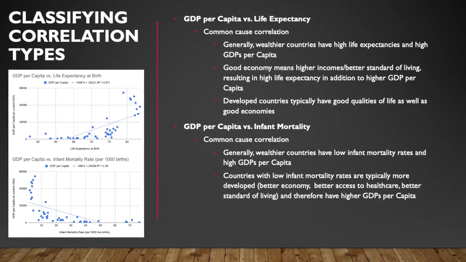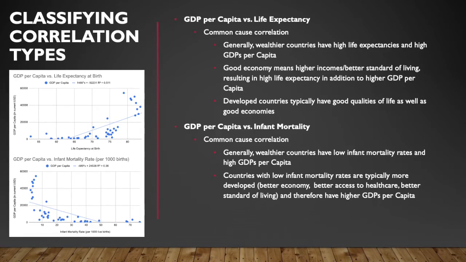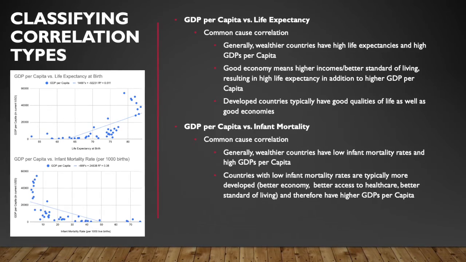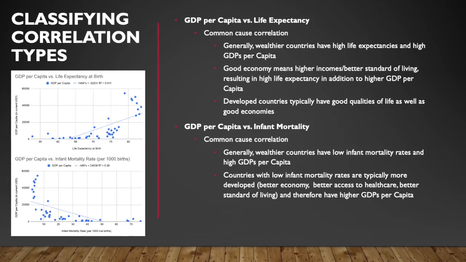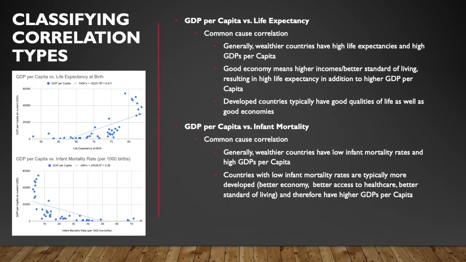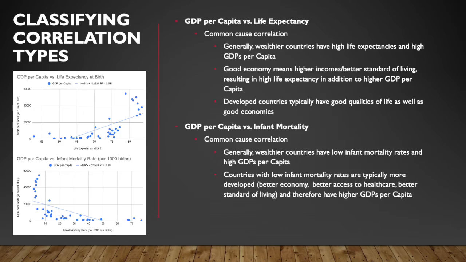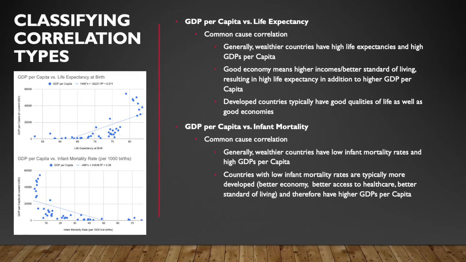In other words, a lower life expectancy does not directly cause a country to have a higher GDP per capita. Rather, the fact that the country is wealthy and developed causes it to not only have good healthcare and quality of life, resulting in higher life expectancies, but also a good economy, resulting in a higher GDP per capita.